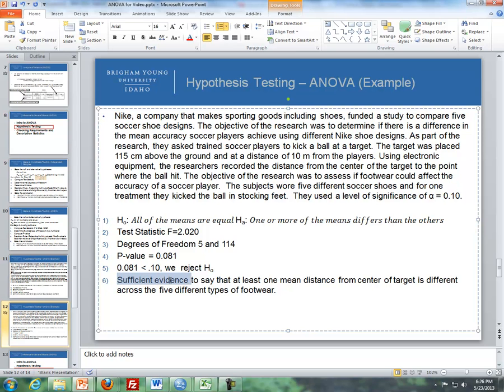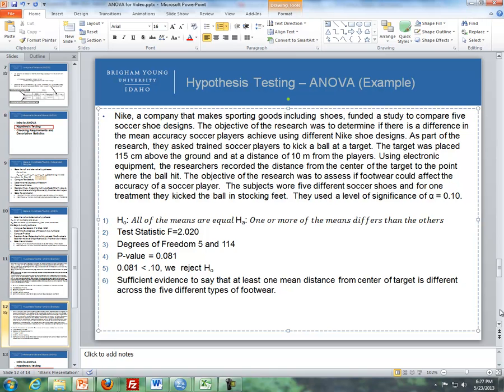And so we have sufficient evidence to say that at least one mean distance from center of target is different across the 5 different types of footwear. You can write it like that, or you can say we have sufficient evidence that one or more of the means differs from the others. Either one would be acceptable.